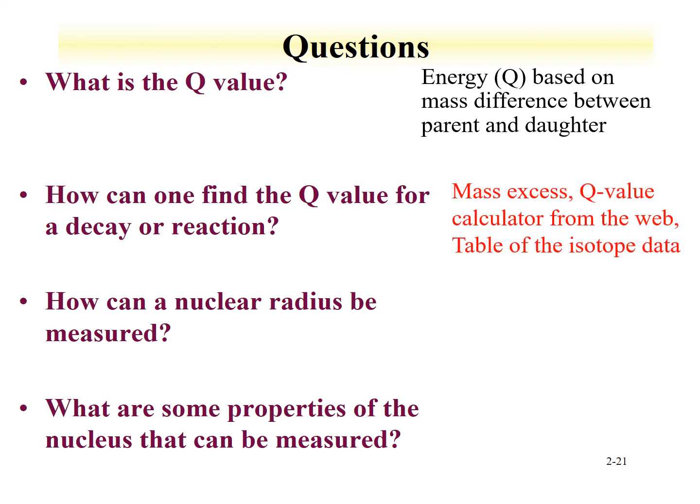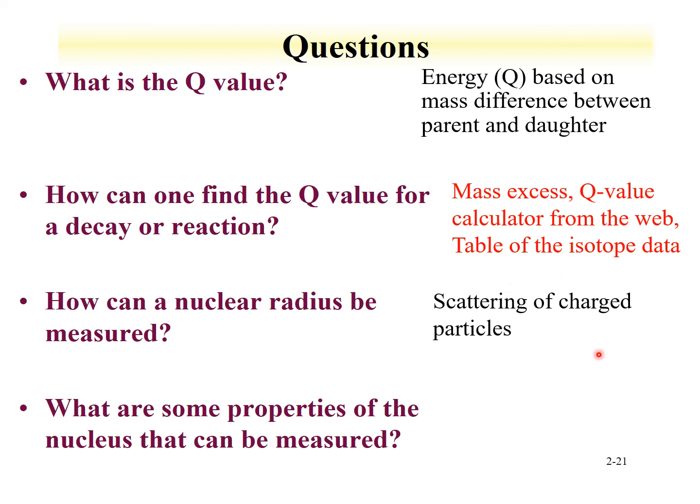How can one find the Q value for a reaction or decay? We'll use the mass excess to set up the equation. So a parent minus the daughter using the mass excess. You can use the Q value calculator from the web, and we showed that. Or, if it's just a simple decay reaction, the data might be available in something like the table of the isotopes.